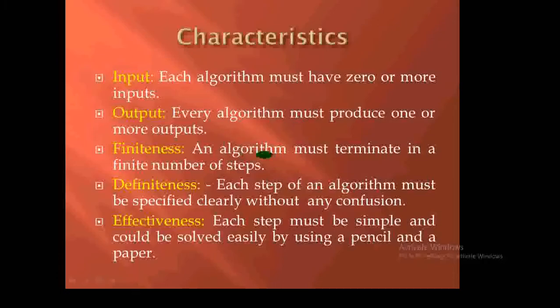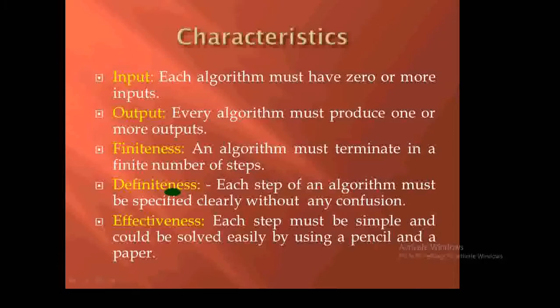Finiteness. So finite means fixed number of steps. Any algorithm can have 5 steps or 10 steps or 100 steps or more than that. But it should have a fixed number of steps. It should terminate after a finite number of steps. So finiteness specifies that an algorithm must terminate in a finite number of steps.